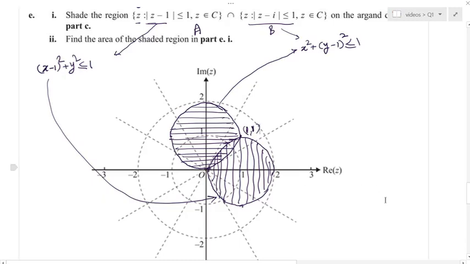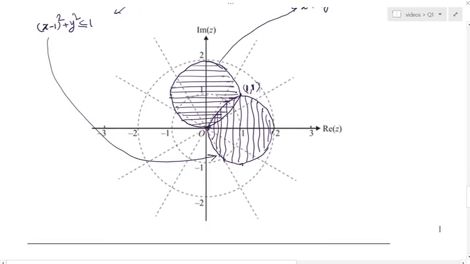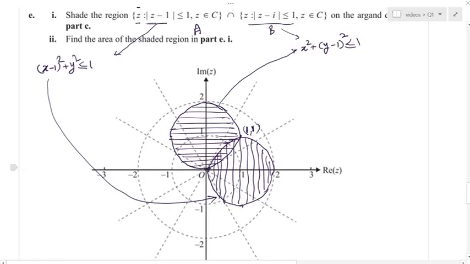All right, so next part is finding the area. So here we are trying to find this area, that intersection, which means the area of intersection of these two circles. We can find this area using integration, but here integration would be a little bit tricky, so we need to be really careful about what we are doing.